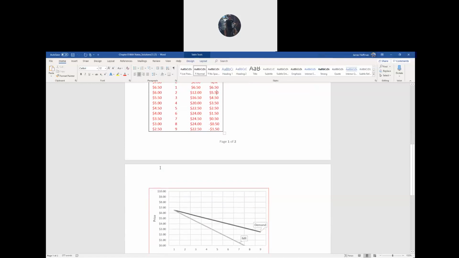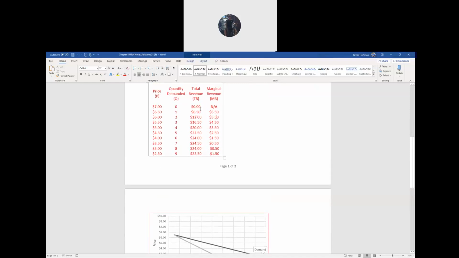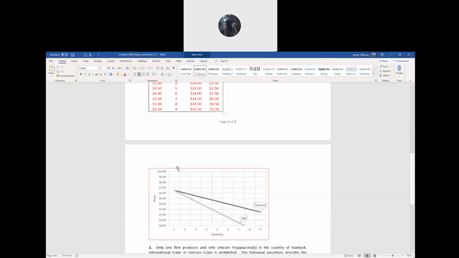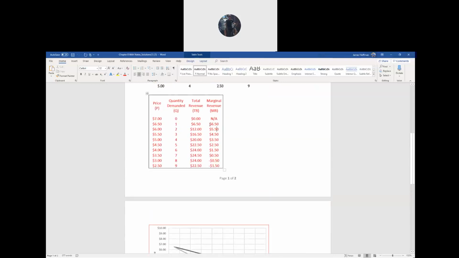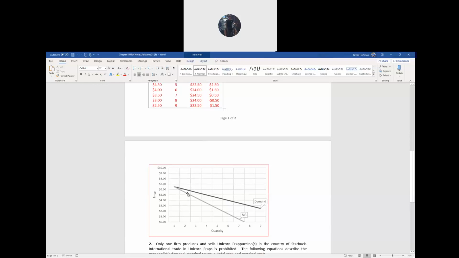Okay, and if you were to plot that, you would see that the demand curve is downward sloping. When the price goes down, demand goes up. And the MR curve is below it, and the MR curve goes down every time the price goes down, because when the price is lower, the additional units sold are giving you less revenue.